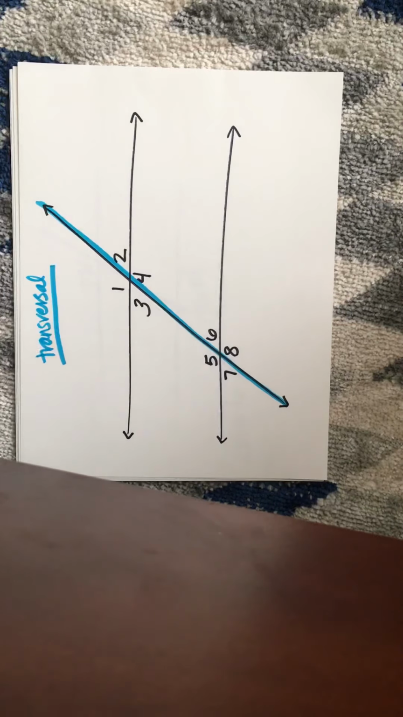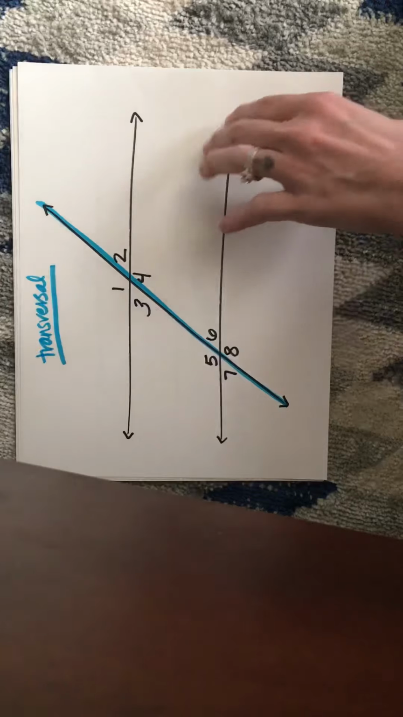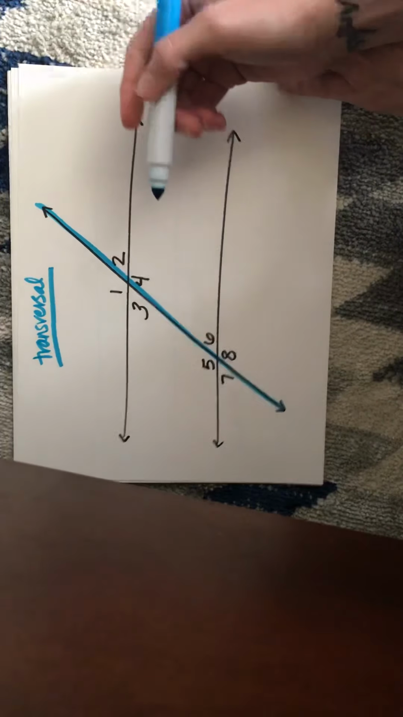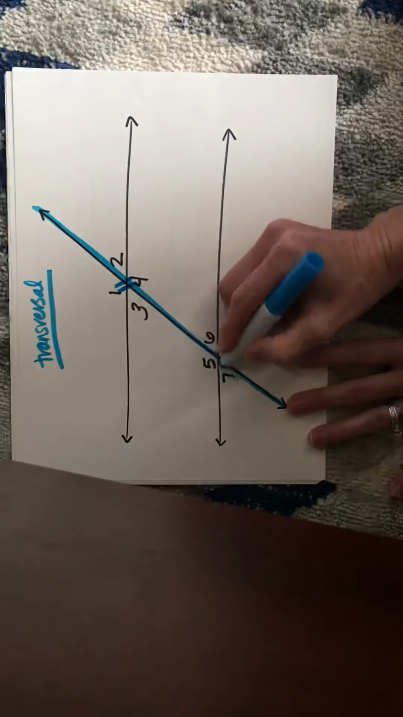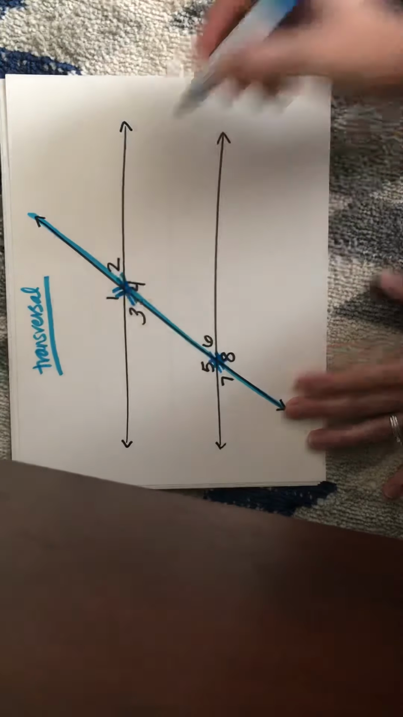So you need to look at this and know that 1 is equal to 5, 2 is equal to 6, 4 is equal to 8, 3 is equal to 7. Also, be aware that angles that are across from each other, like 1 and 4, are equal to each other. Let's say 6 and 7 are equal to each other, just like 5 and 8 and 3 and 2. Those are also good things to know about transversals.